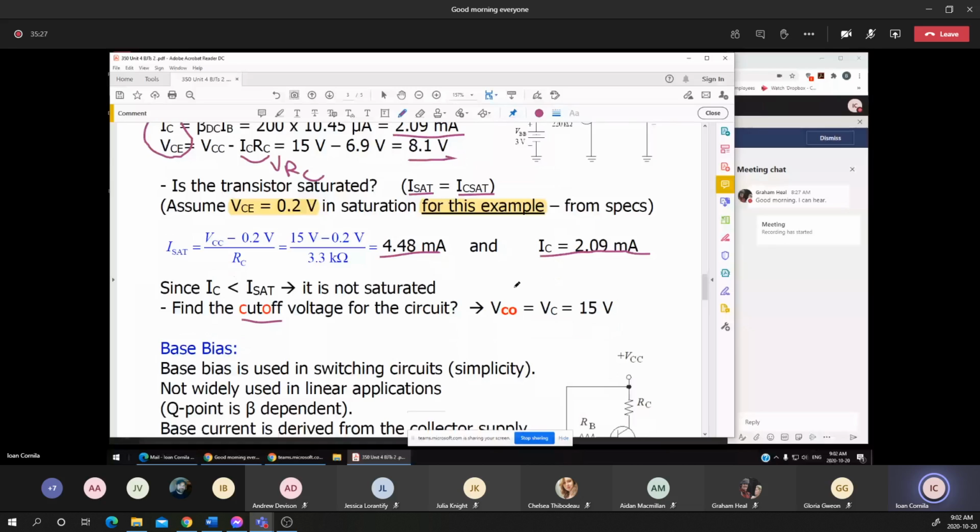The notation that you may see is VCE(cutoff), where the base current is equal to 0. It means that it is equal to the VCC, which is 15 volts.